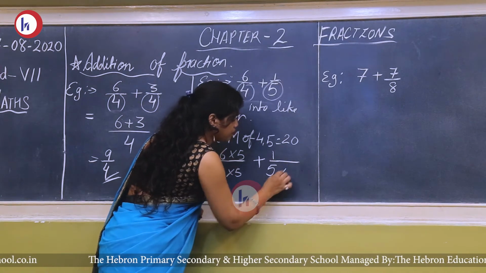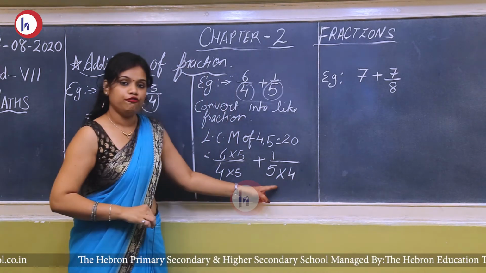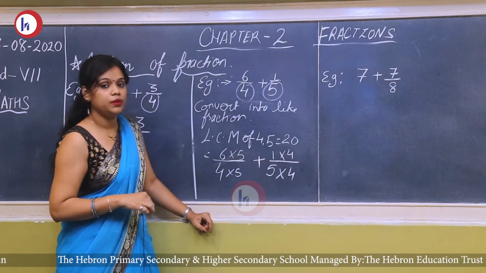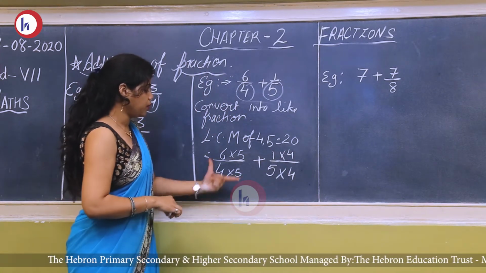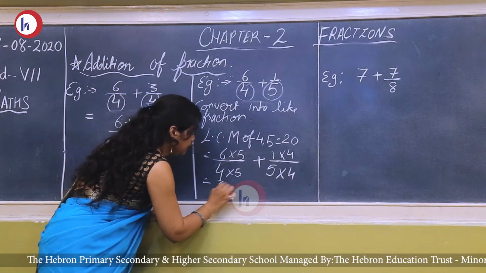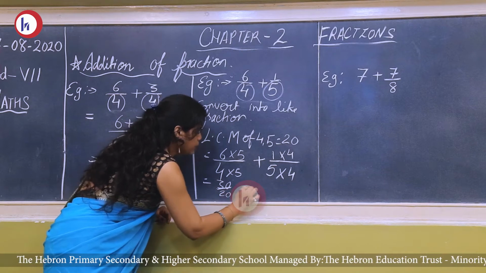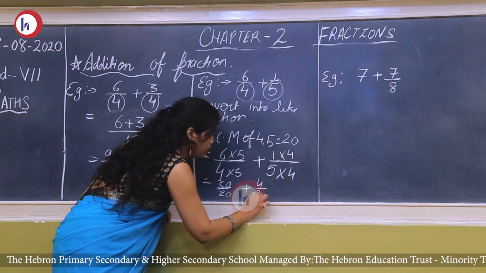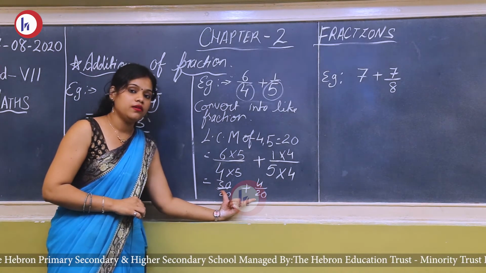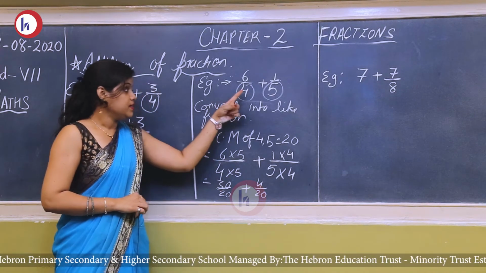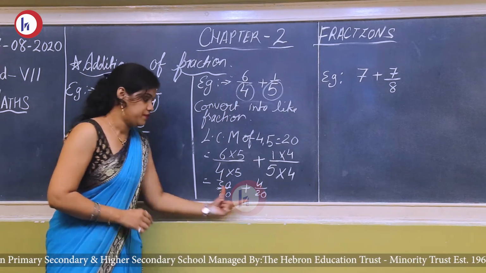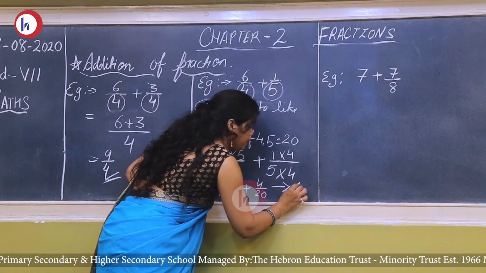Now another one, 1 upon 5. Here again, what do we multiply 5 by? 4, and you will get 20. Multiplying the denominator, we will multiply the numerator as well. Okay, so this is what you got. Now what will be the final answer? 6 fives are 30 upon 20 plus 4 upon 20. Now what you can see here is that we got the denominators equal, that is, this unlike fraction is converted into a like fraction. Now from here you can add.